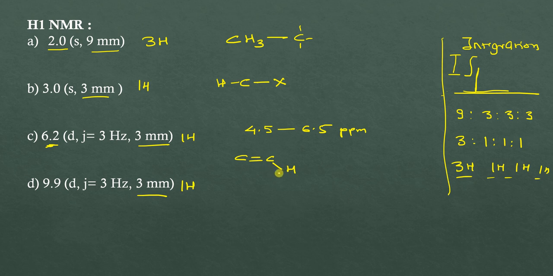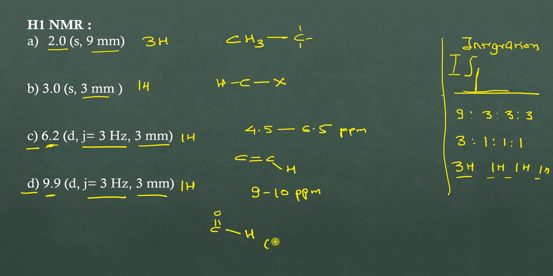So it is giving a doublet, so there is one more proton in the vicinity. If you observe this C and D, here we have J is equal to 3 Hertz, here also we have J is equal to 3 Hertz. So these two protons may be coupling with each other, right? This D is 9.9 ppm. So 9.9 ppm, this is for aldehyde. So 9 to 10 ppm is the region for aldehydic proton. So this proton must be the proton of aldehyde.